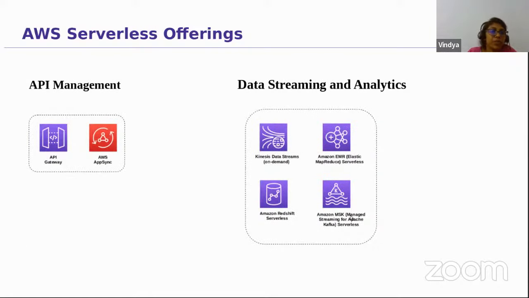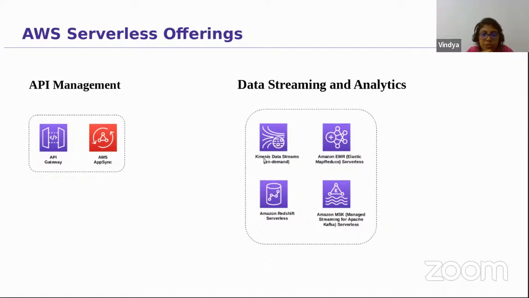And then when it comes to API management, we have API Gateway. It's mainly used in managing REST APIs, HTTP APIs. You can even use it for WebSocket APIs also. And AppSync is mainly used for developing and managing GraphQL APIs, all of them in a serverless manner.